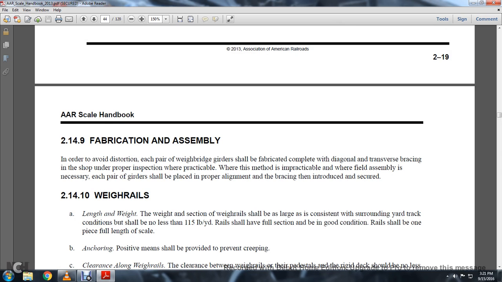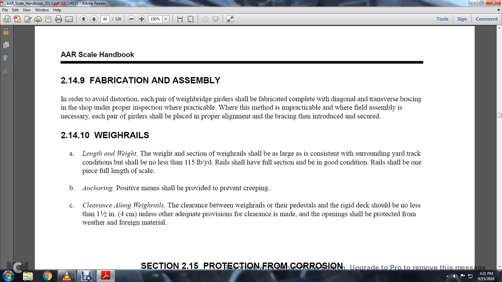214.9 Fabrication and assembly. In order to avoid distortion, each of the way bridge girders shall be fabricated and completed with the diagonal and transverse bracing in the shop under proper inspection, to the extent practicable where field assembly is necessary. Each pair of girders shall be placed in proper alignment with the plates introduced and secured.